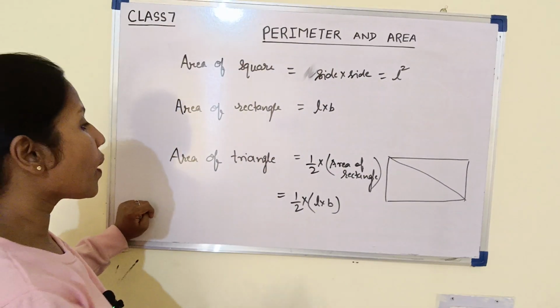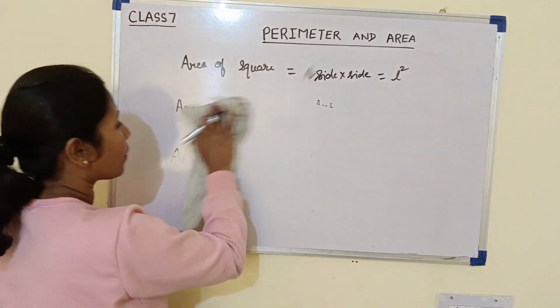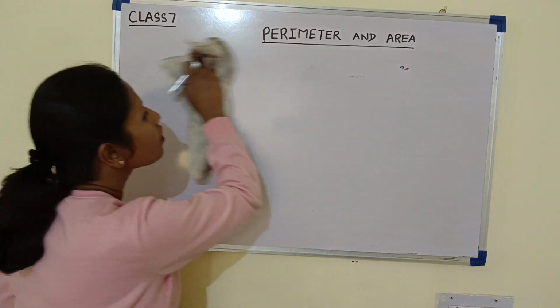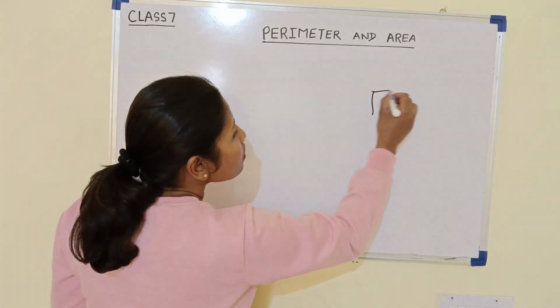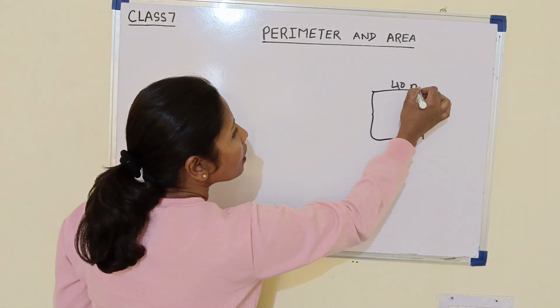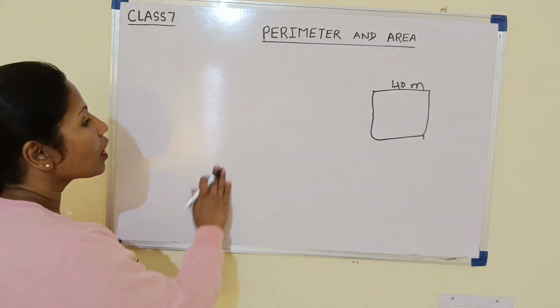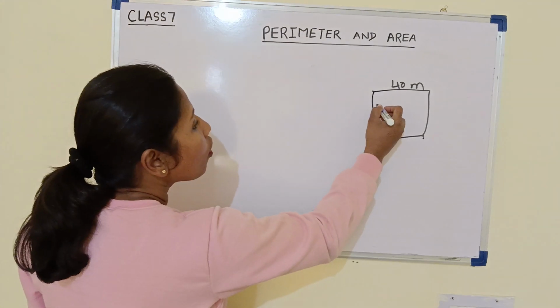So we learned about area of square, area of rectangle and area of triangle. And now, how will the questions be asked from this topic? Suppose there is a square-shaped room, suppose it's 40 meter long, and you have to find the number of tiles.